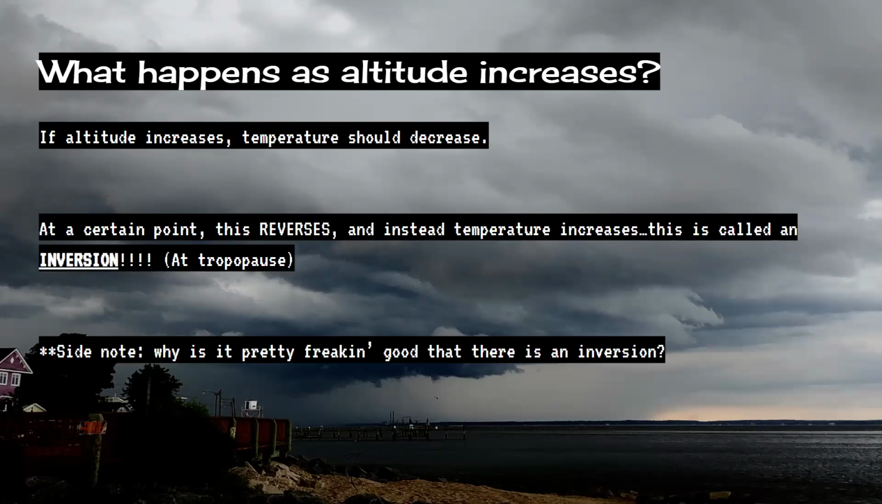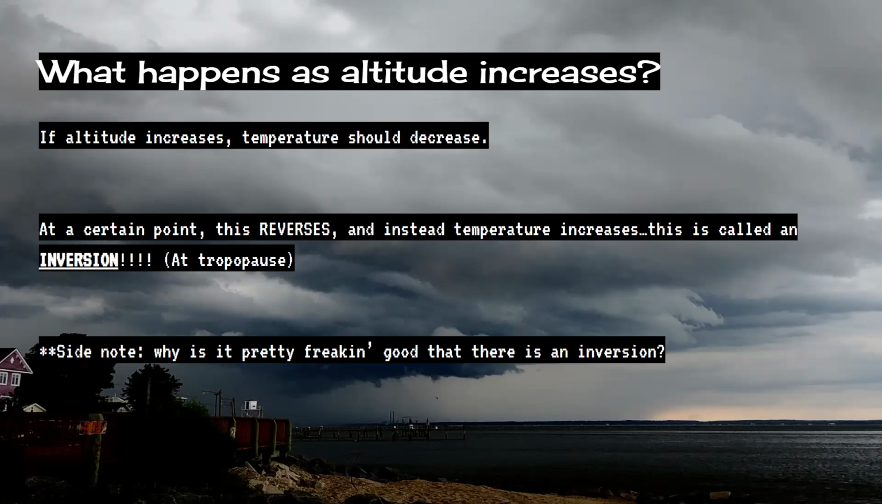So what happens as altitude increases? Hopefully you know what I'm talking about. I'm saying what's happening when we go up? As altitude increases, temperature should decrease. And I don't know why, but I don't have a graph on here, which would be very helpful. But if you saw a graph, you would see that temperature decreases as you go up. And it's actually a relatively linear process.